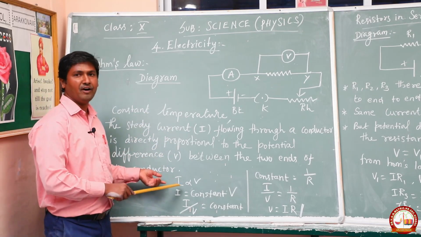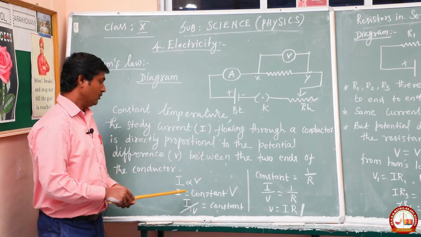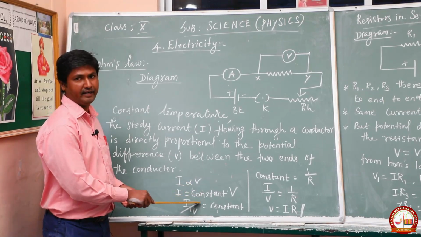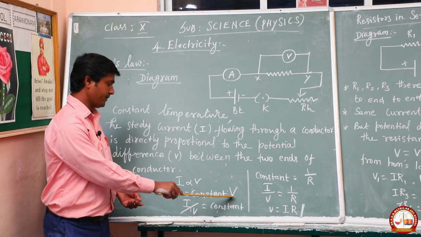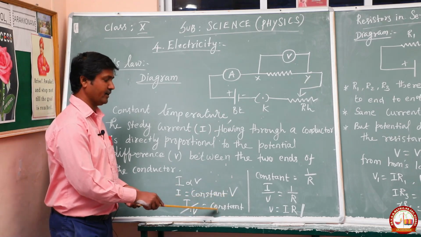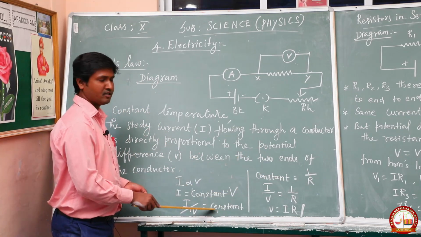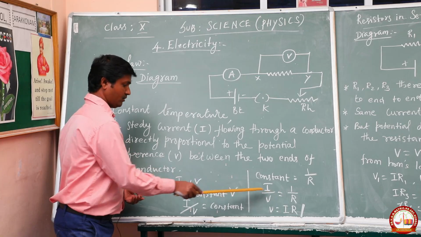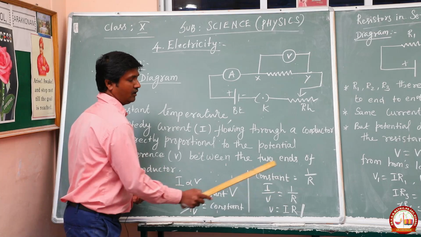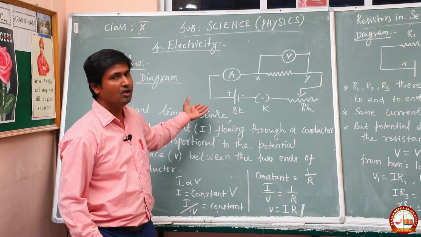The Ohm's law formula is I directly proportional to V. So I is equal to a constant into V. Taking V to the left side, I by V is equal to a constant. The constant value is 1 by R. Substituting, I divided by V is equal to 1 by R. So V is equal to IR. V is equal to IR. This is called the Ohm's law formula.